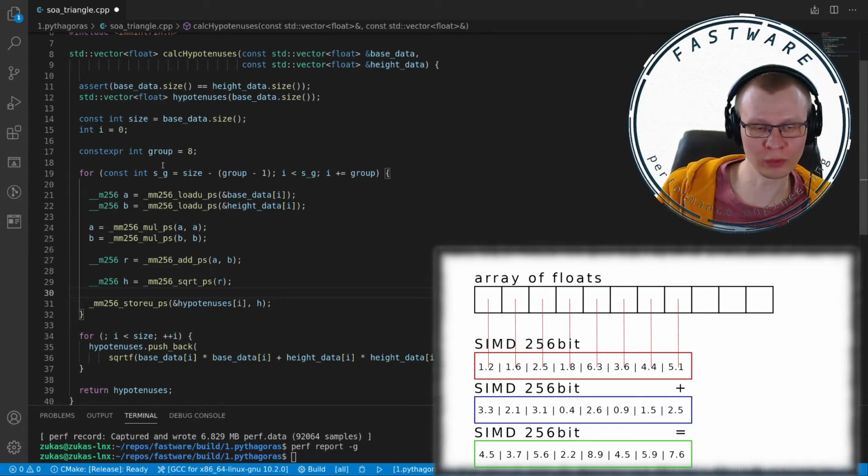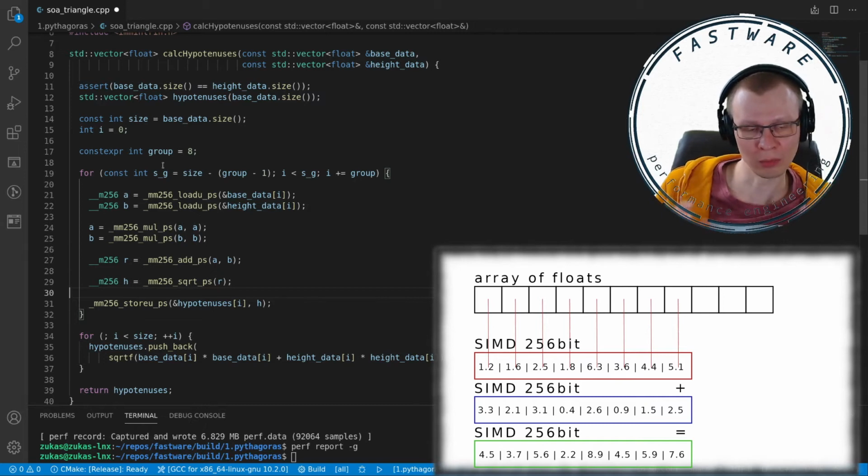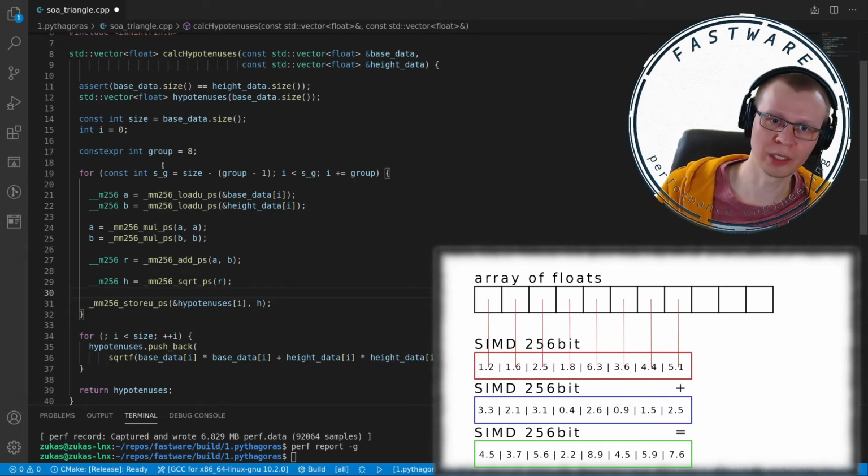So in one register, I can pack 8 floats, and I can perform operations on all 8 floats at the same time. There are also registers for doubles, but doubles are larger, so in a 256-bit register you can pack only 4 doubles. We don't have such a requirement, so we just use float and pack 8 of them.